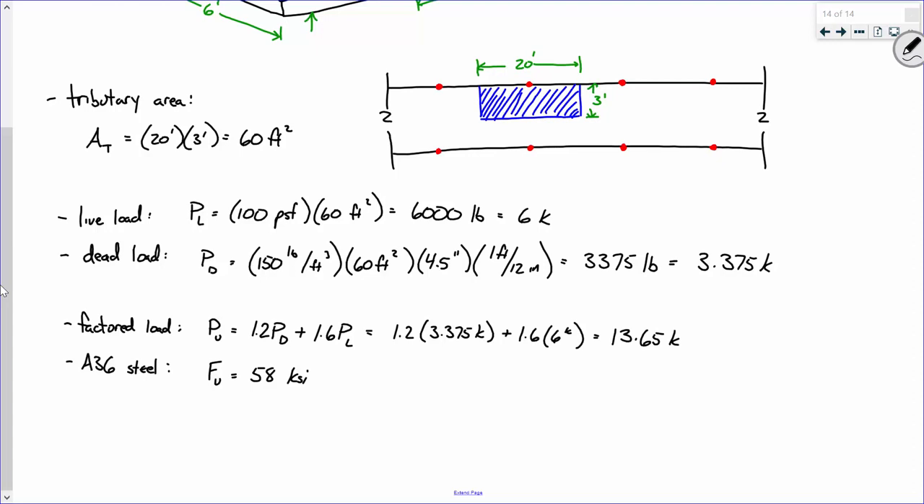Now, here's the problem. You go to the steel mill and you pick up a piece of A36 steel, okay? The spec says you must have a tensile stress of at least 58 ksi. And they were meeting it. They were also getting a lot more, okay? They were reaching 60, 70, 80 ksi.